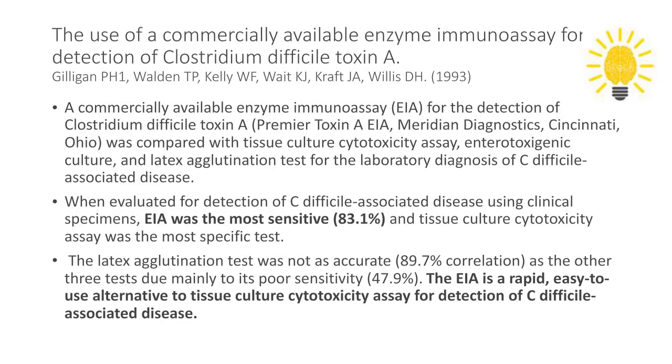When they evaluated for detection of C. difficile disease using clinical specimens, they found that the EIA was the most sensitive of those methods studied, and that tissue culture cytotoxicity was the most specific test. The latex agglutination test was not as accurate as the other tests, mainly due to its poor sensitivity. So the EIA became a very rapid, easy-to-use alternative to tissue culture cytotoxicity assay for the detection of C. difficile associated disease. This was a very happy day in my laboratory. We had suffered through the many expanding numbers of specimens of cell culture cytotoxicity, and now we had a much easier way to diagnose C. difficile.